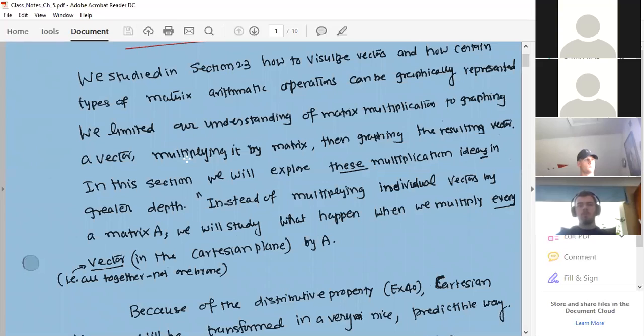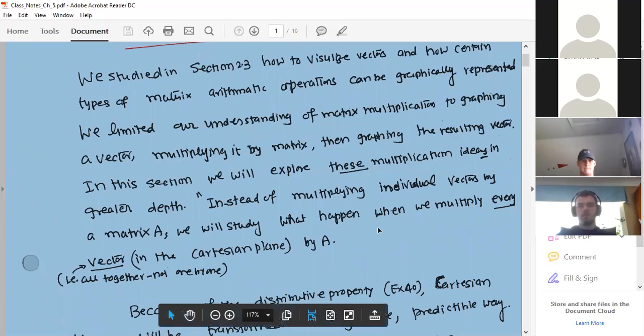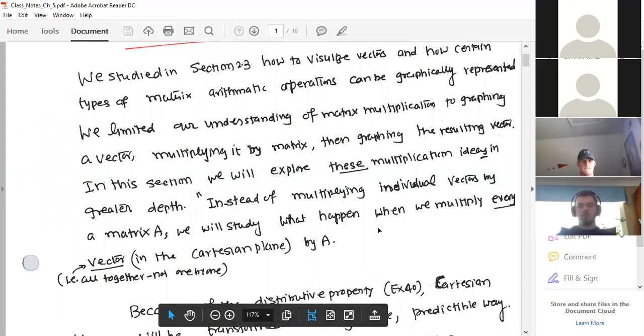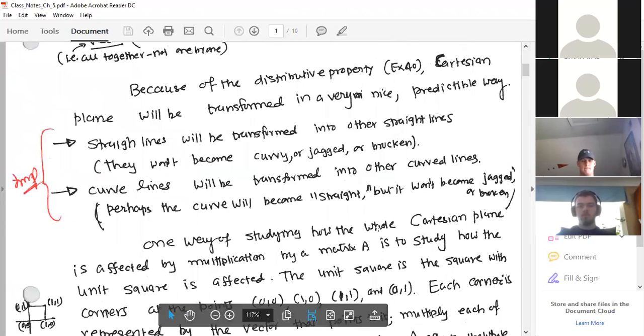Suppose you have a 3 by 3 matrix and you have the column vectors also 3 by 3: one column, second column, third column. So we are going to take the multiplication of two matrices. Suppose A is one matrix given and B is another matrix. We are going to multiply these two matrices and try to see the transformation, what type of figure it takes. Okay, because of the distributive property, the Cartesian plane will be transformed in a very nice, predictable way.